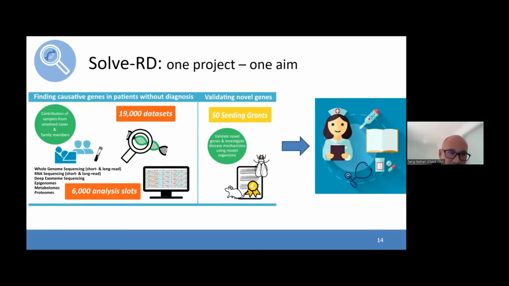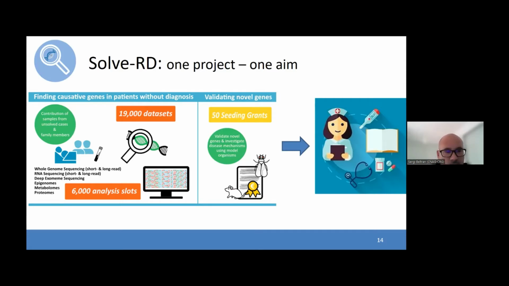And on one side, we are aiming to find causative genes in patients without diagnosis. And also, we aim to validate novel genes so that we have more information for the future to facilitate this diagnosis. In this project, we are collating existing data, over 19,000 data sets. We have, in fact, already gone beyond this milestone, and I think we are above 20,000 currently. And also we are providing 6,000 analysis slots to generate new data to hopefully crack some of these diseases.